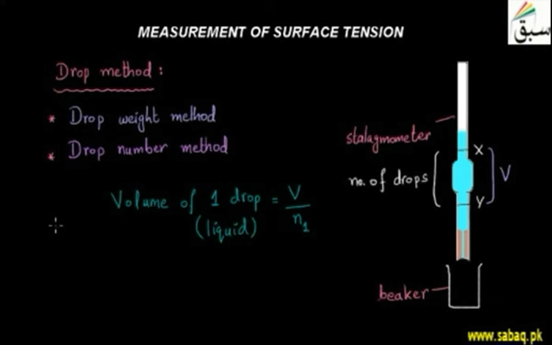Then the second factor is pH. The pH often affects the surface charge on the adsorbent as well as the charge on the solute. Generally, for organic material, as the pH goes down, the adsorption goes up. The third factor is temperature.